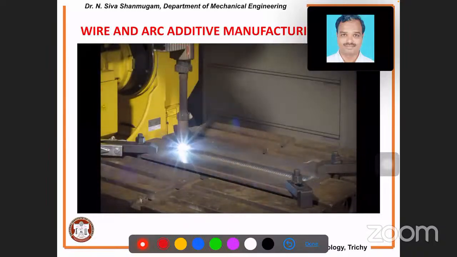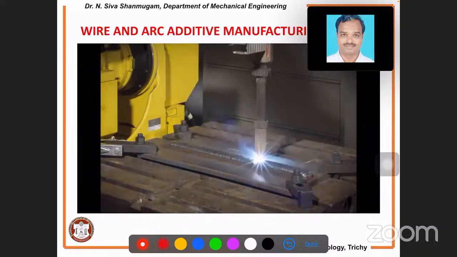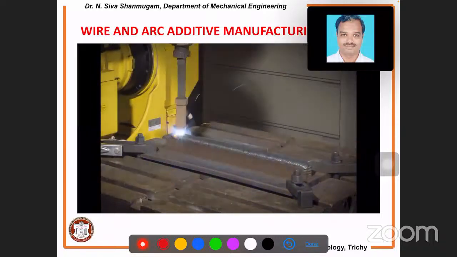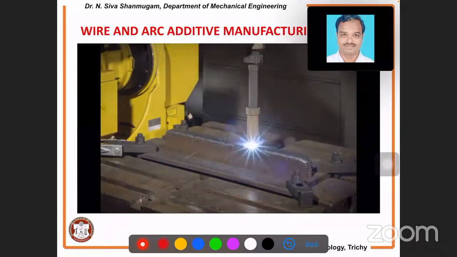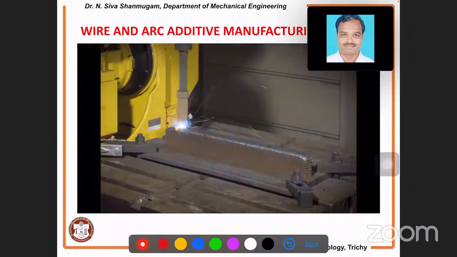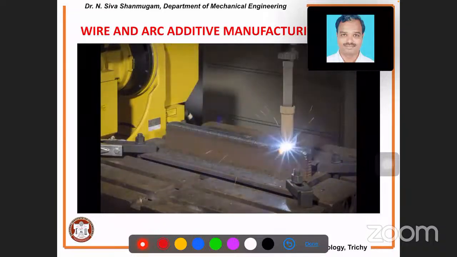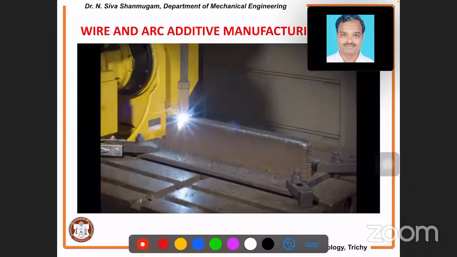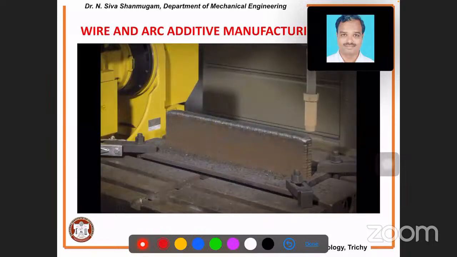The substrate has been gripped and fixed on the work table or the welding table. Above that, I am moving the torch according to the profile I want to feed. See, I am creating a wall. Like that, you can develop your own component.